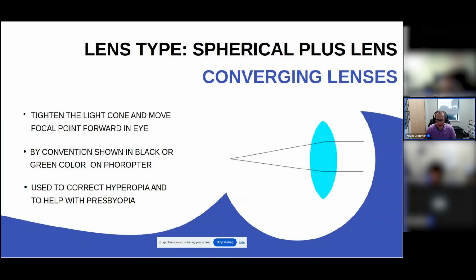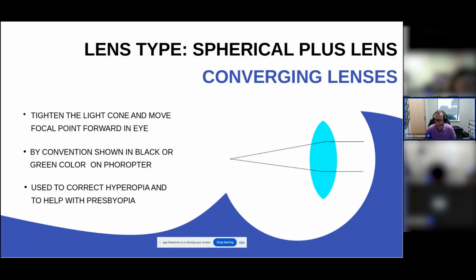So there are different lens types, and I encourage you to go in the drawers in your exam rooms and look at the lenses that are in there, because you can actually play around with them and you can see what these lenses do.